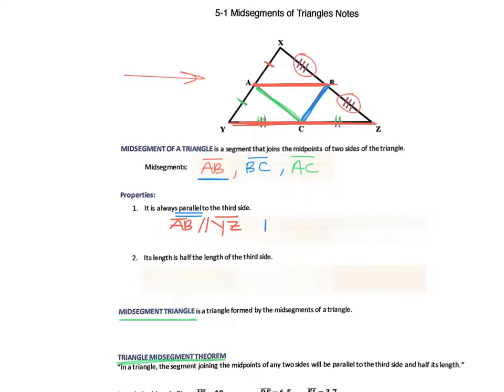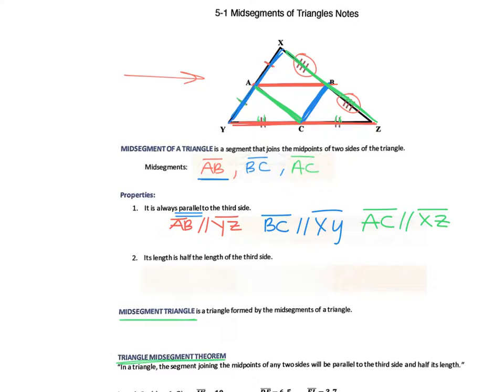So we would say AB is parallel to YZ, okay? So what is BC parallel to? BC would be parallel to XY. Okay, and then the third one, AC, is parallel to what? To XZ, right, to this side here. Okay, so that's the first property. You will have parallel sides with the mid-segment and the side across from it, okay?